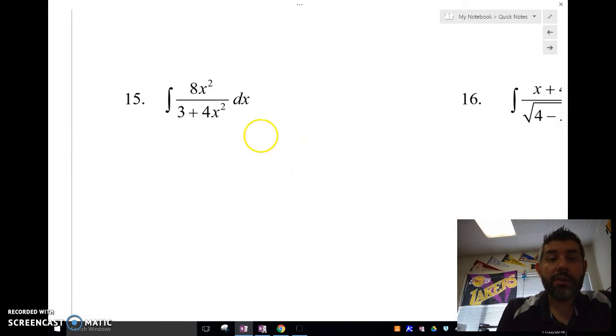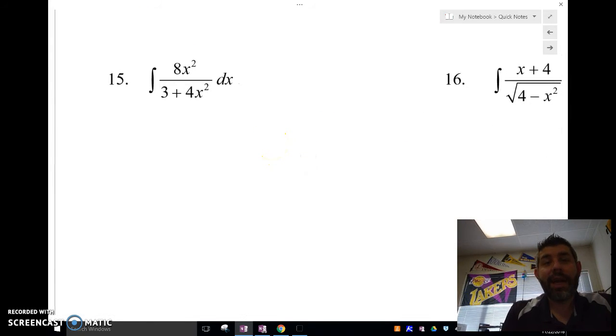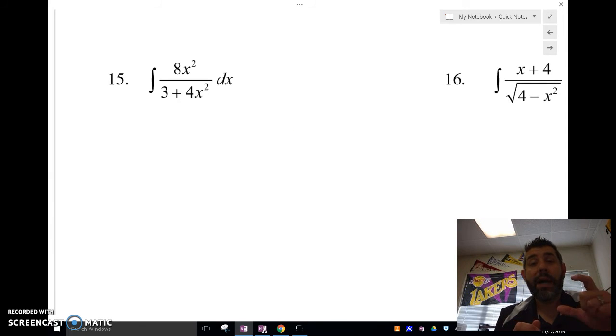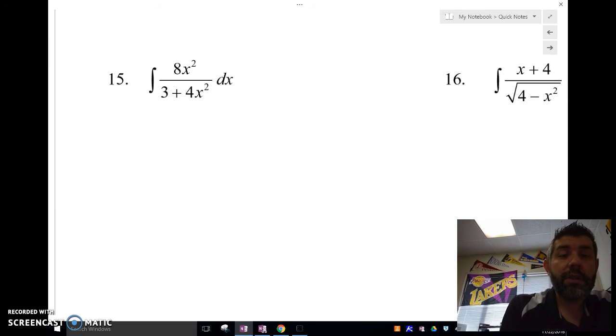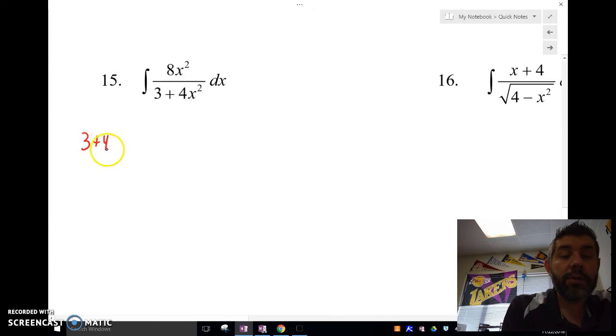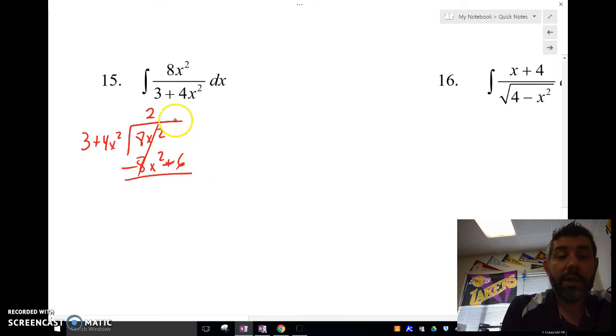All right, let's take a look at this one. Now we have an x squared in the numerator and an x squared in the denominator. What do we do if the degrees are the same? We're going to have to use long division. So we're going to use long division here. That's going to be 2, and that's going to give me 8x squared plus 6. And subtract, bam. And I'm going to get 2.